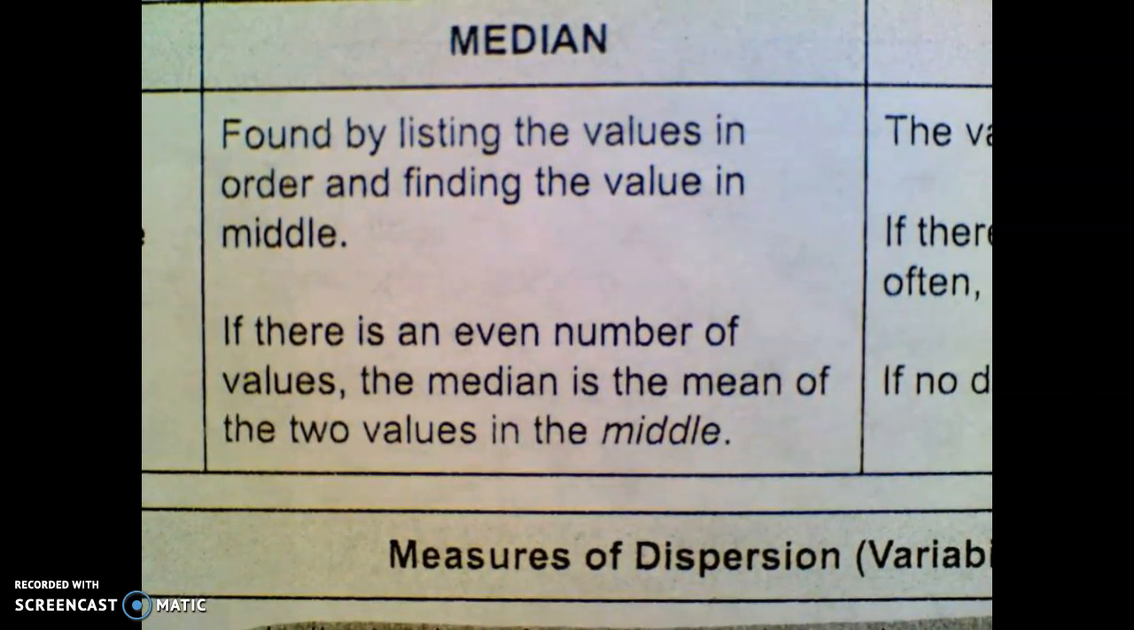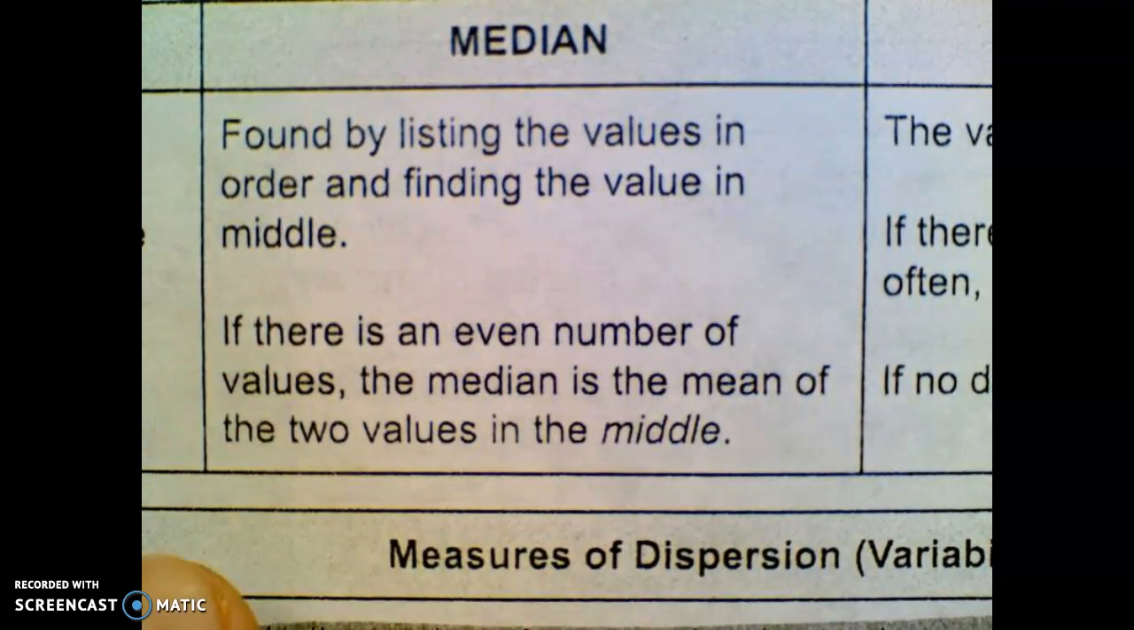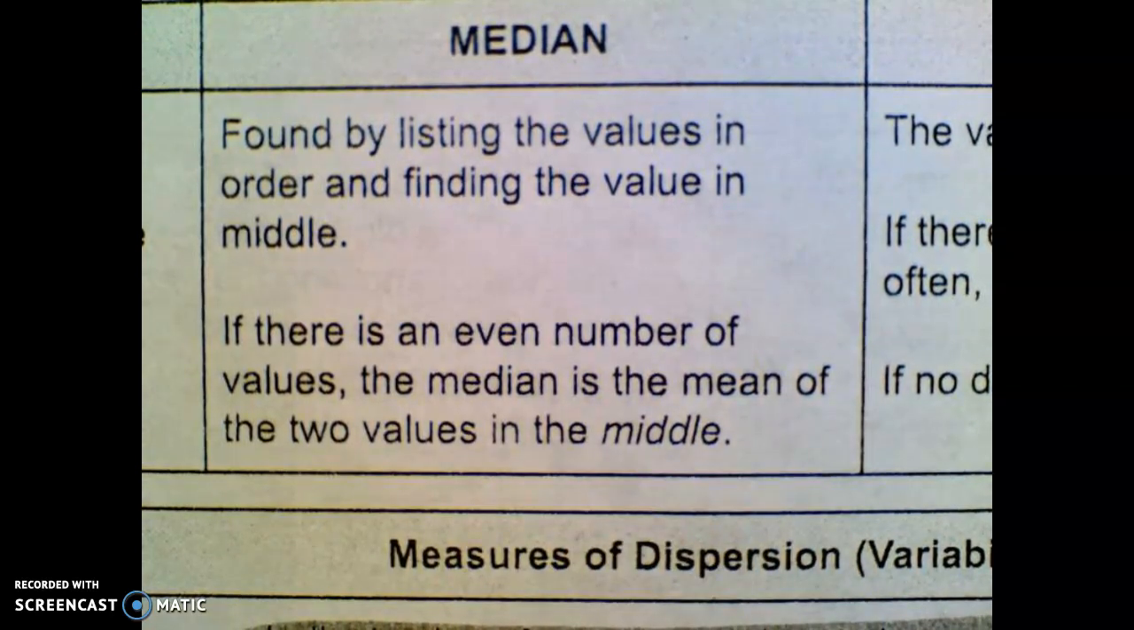Median is just the middle value, so make sure they're all in order, and then if you have an odd number of points, the median will be the number exactly in the middle. If you have an even number of points, there'll be 2 values in the middle, and you'll just find the average or the mean of those 2 values.